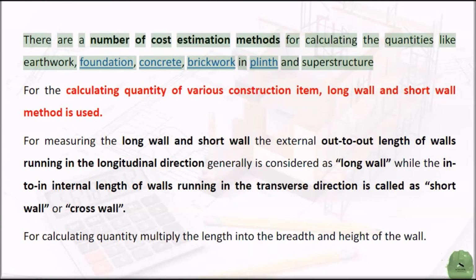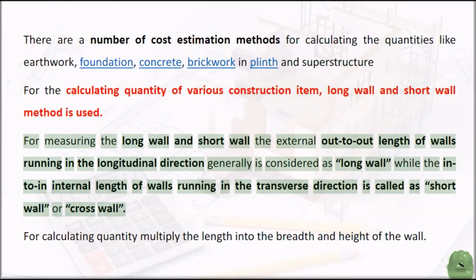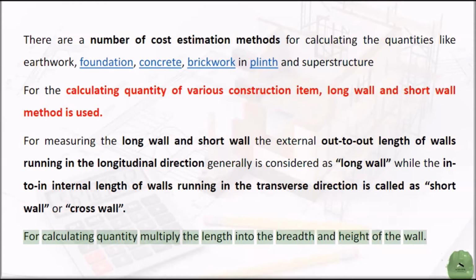There are a number of cost estimation methods for calculating the quantities like earthwork, foundation concrete, brickwork in plinth and superstructure. For calculating the quantity of various construction items, the long wall and short wall method is used. For measuring the long wall and short wall, the external out-to-out length of walls running in the longitudinal direction is generally considered as long wall, while the in-to-in internal length of walls running in the transverse direction is called short wall or cross wall. For calculating quantity, multiply the length into the breadth and height of the wall.